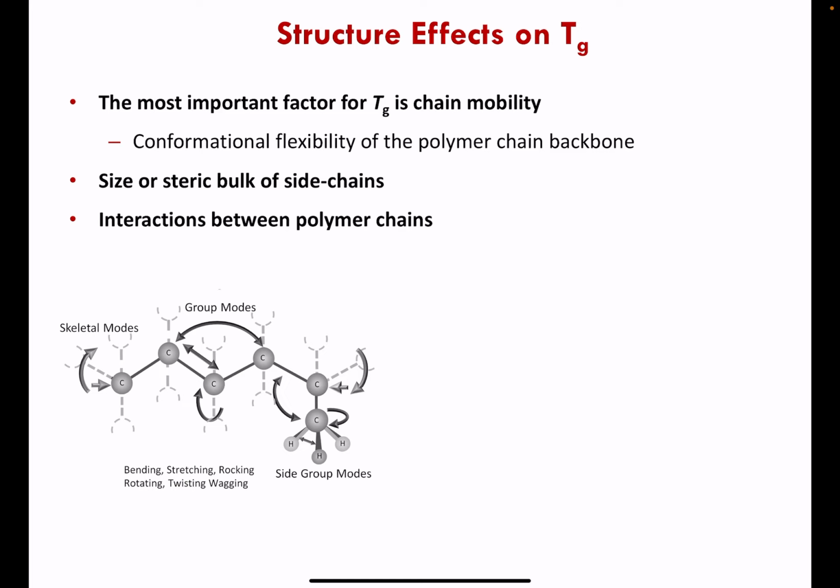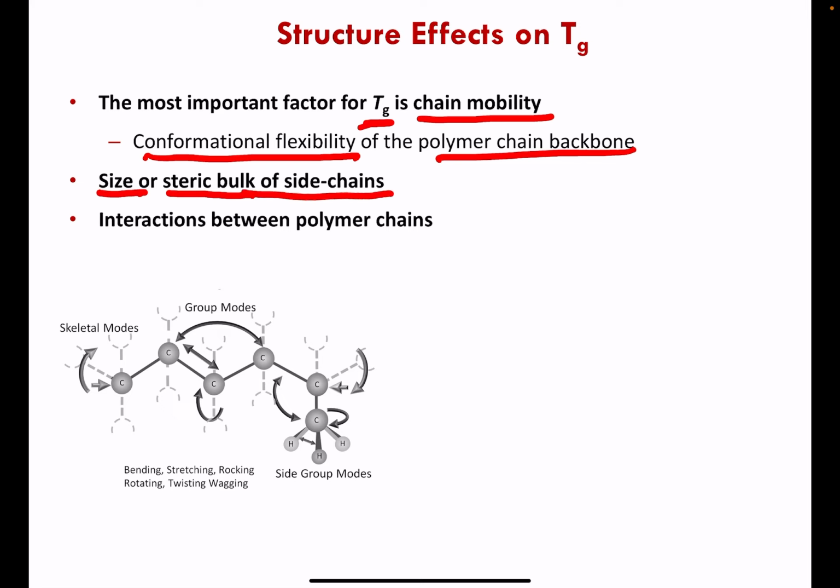So some structural effects here tune the glass transition temperature. As we mentioned, it's the chain mobility, the main chain's ability to move, that is going to affect the TG. So conformational flexibility in the backbone of the polymer is how the TG is set. So size, or the steric bulk of side chains, is a major way to tune the TG of a polymer. Secondly, interactions between polymers are going to be able to restrict the motion of units of the main chain against modes that could lead to motion in unison for many repeat units.